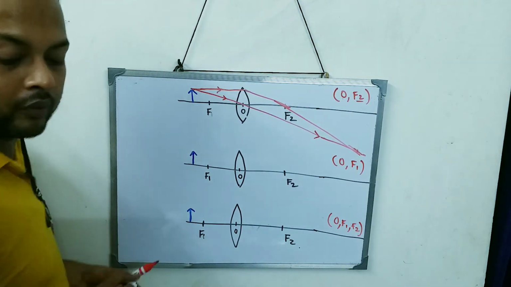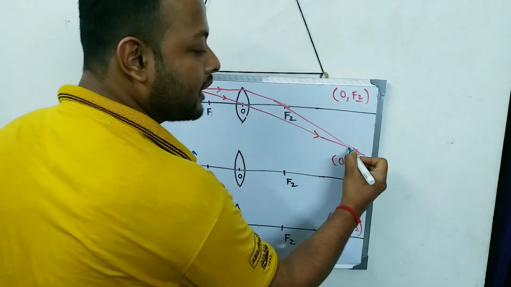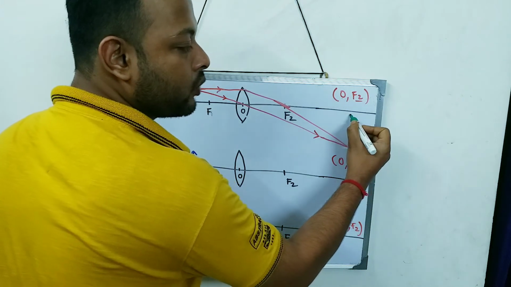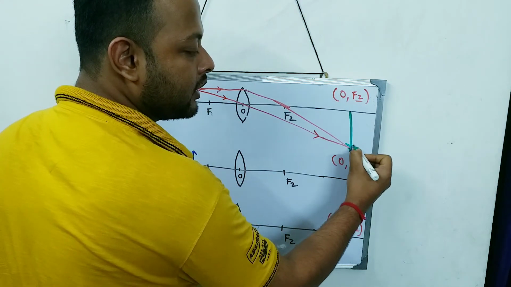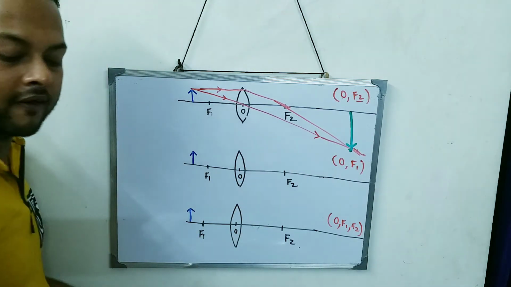Now where is the object, where is the image formed? The image is formed at this point where the two rays happen to coincide. The image is formed over here. So this is the object, this is the image.